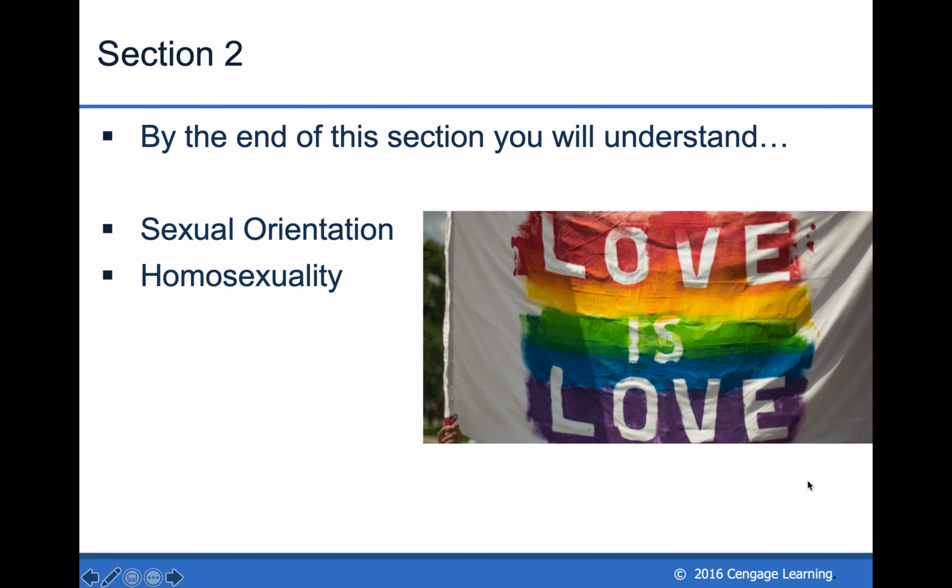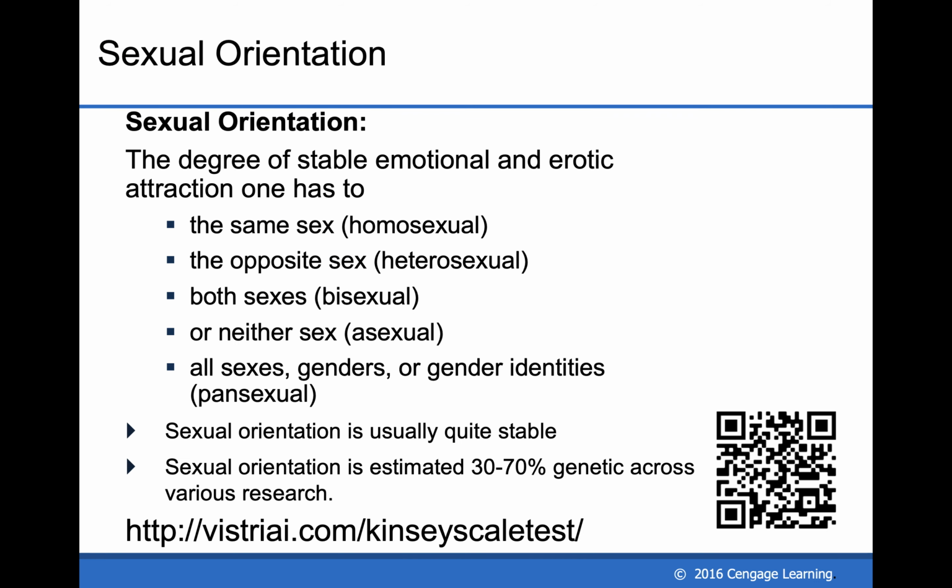Okay, in section 2, we are going to be discussing sexual orientation and homosexuality in a little more detail. So, sexual orientation is the degree of stable emotional and erotic attraction that an individual has to either an individual of the same sex. We consider that to be homosexuality. The prefix homo means same. Or the opposite sex, that's heterosexuality, hetero meaning the opposite.